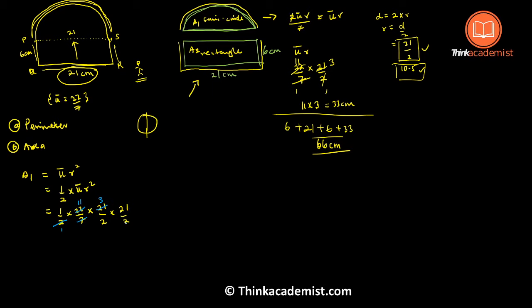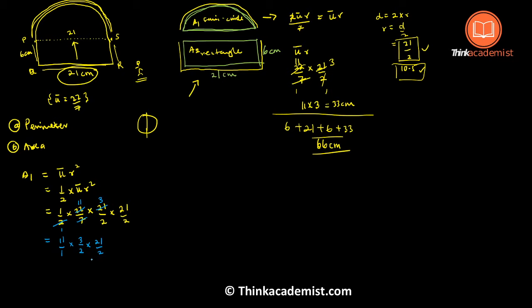This 2, there's no other 2 or number divisible by 2 here that we can use. So let's just rewrite this whole thing. This will give us 1/1. We don't have to write that, so this will be 11. 11/1, we don't have to write a 1, but let's write it so that we'll know that we are still dealing with fractions. This will be 3/2, and then this will be 21/2.